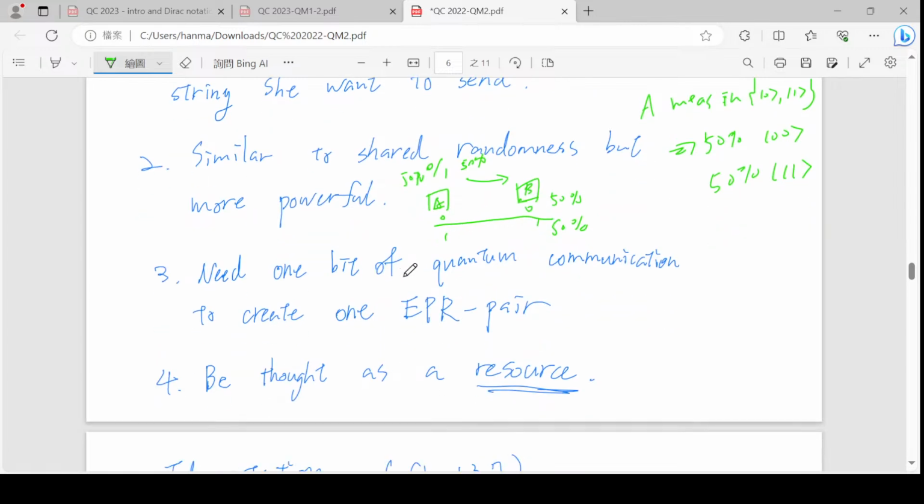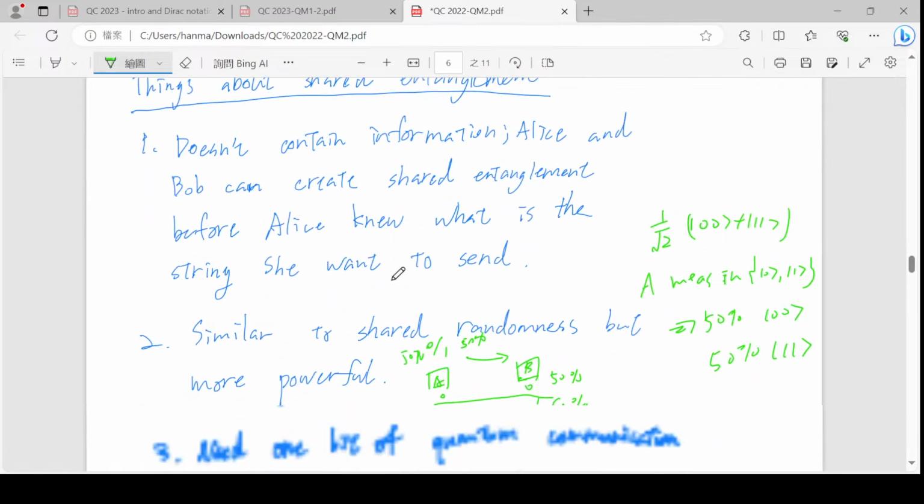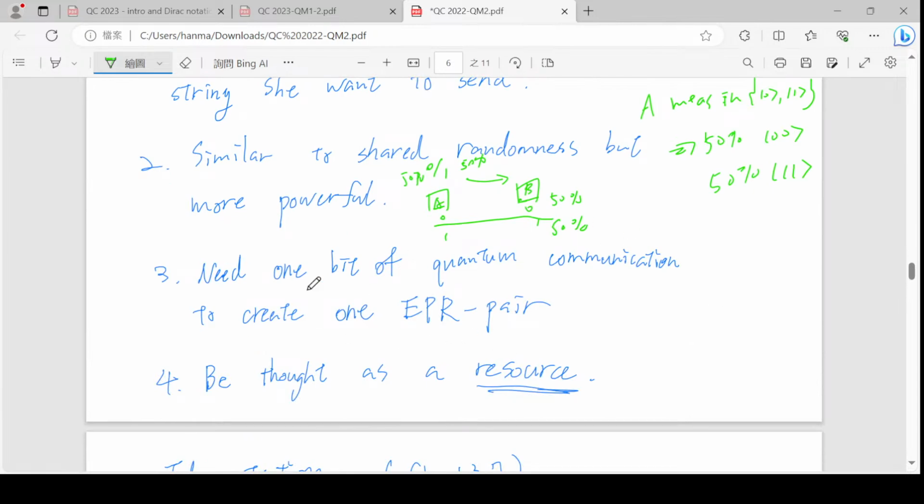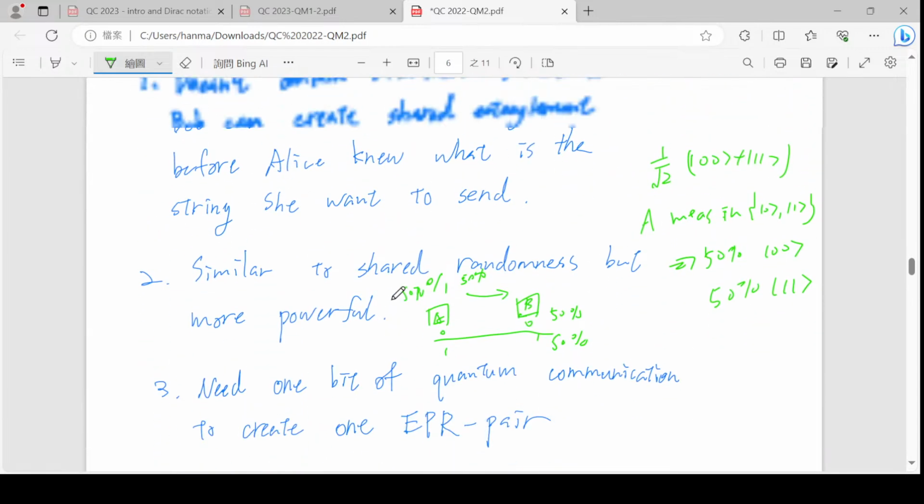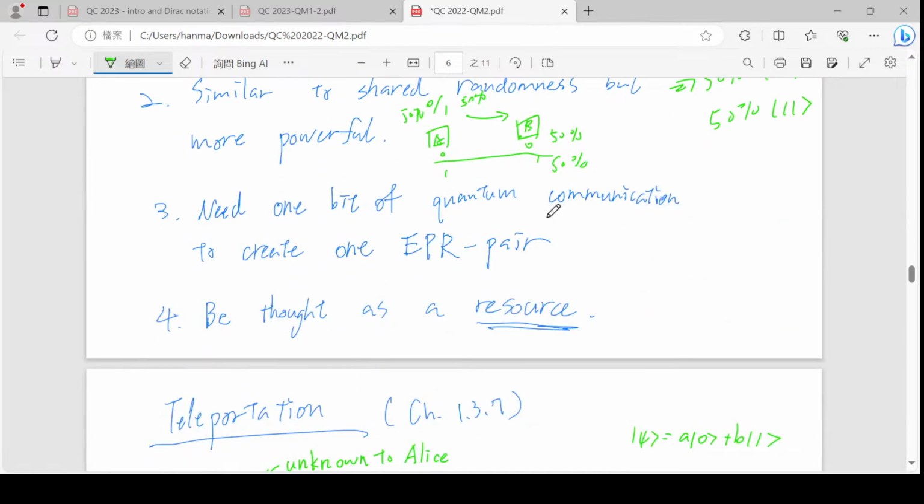But it's still a bit funny. Even though you can pre-share it, you still need to send 1 qubit to create this EPR pair. So I think it is 1 bit of quantum communication. That's when Alice needs to. You can create this by Alice preparing the entangled state on her side, and then she sends 1 qubit to Bob's side. So that's sending 1 qubit.